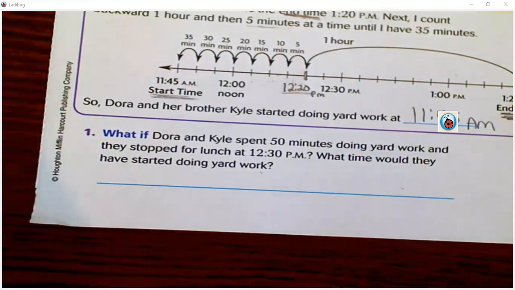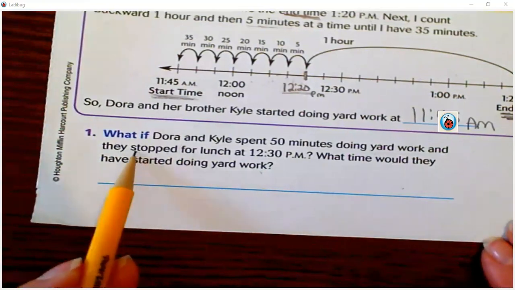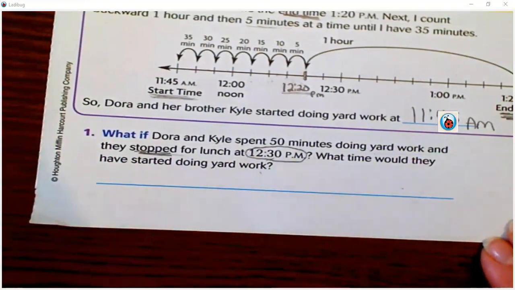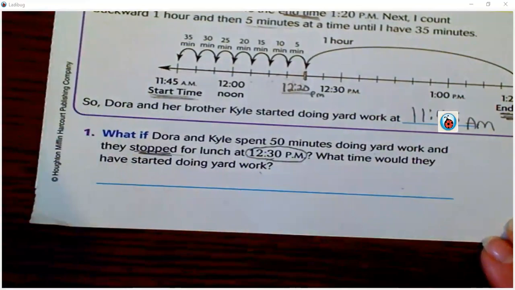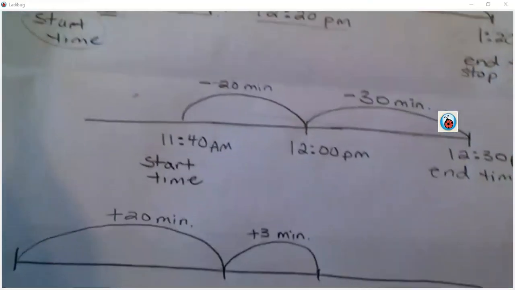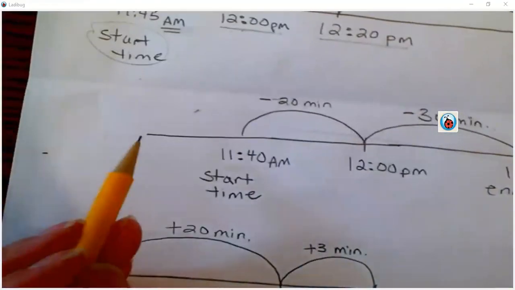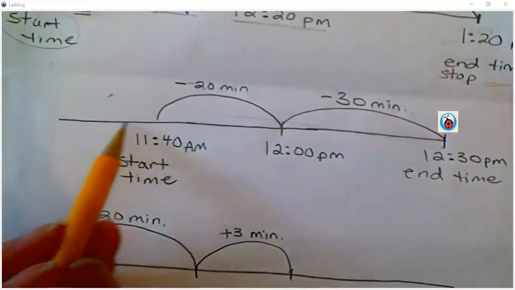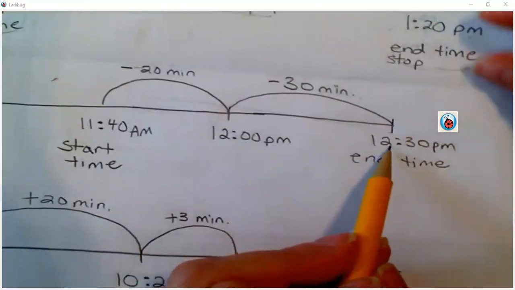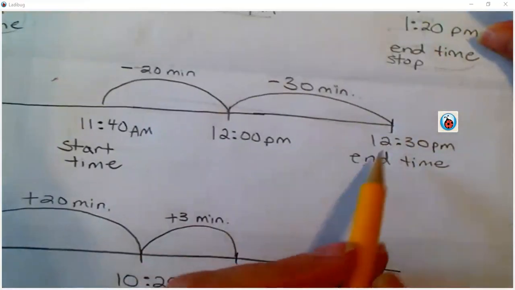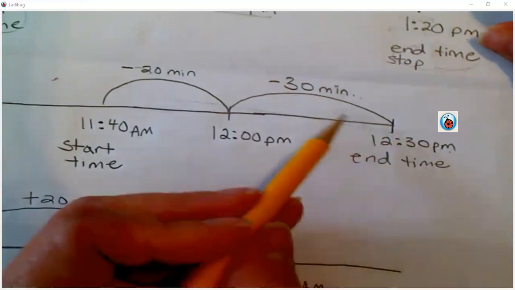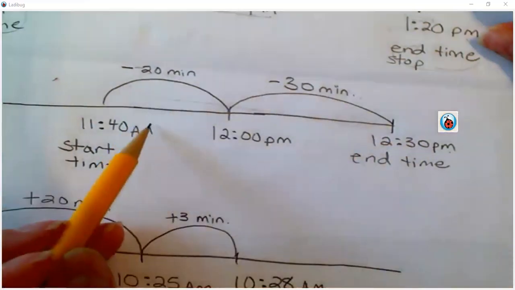But let me show you how I did that. So one more time, they stopped. We have our stop time at 12:30 p.m. So I made my timeline right here. I made my timeline, and I know that my stop time or my end time was 12:30 p.m. But I know that they worked for 50 minutes, so I have to jump back 50 minutes.